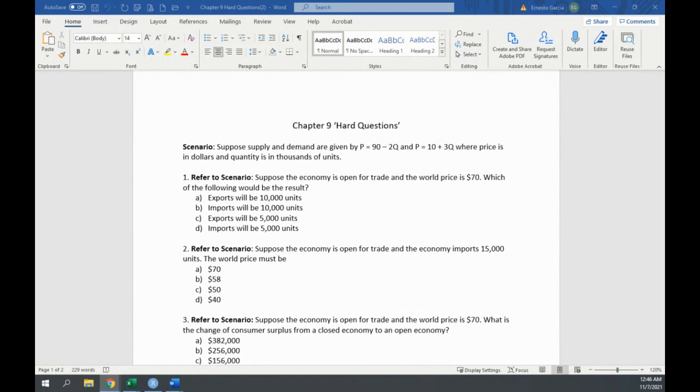Okay, so given supply and demand, where demand is P equals 90 minus 2Q and supply is 10 plus 3Q, suppose that the economy is open for trade and the world price is 70. Which of the following will be the result? Exports will be 10,000 units, imports will be 10,000 units, exports will be 5,000 units, or imports will be 5,000 units.